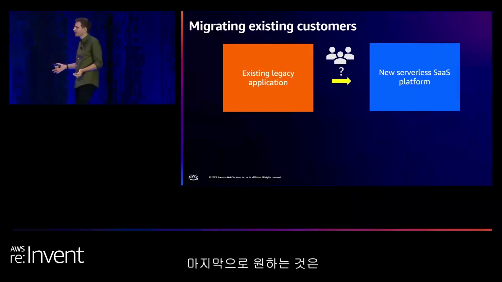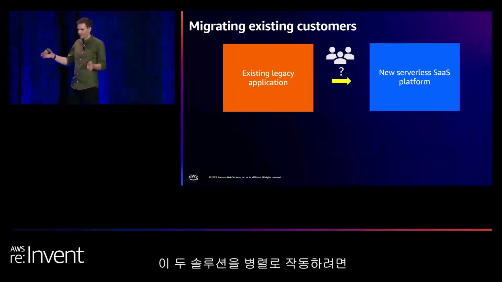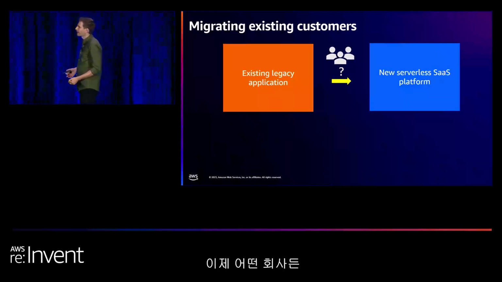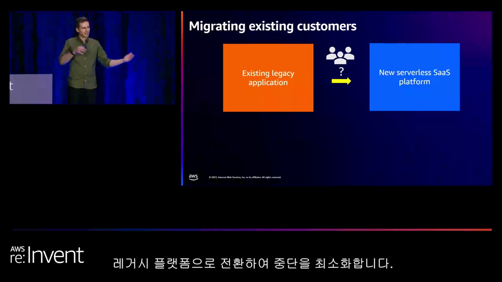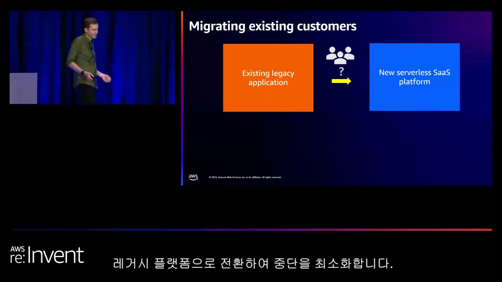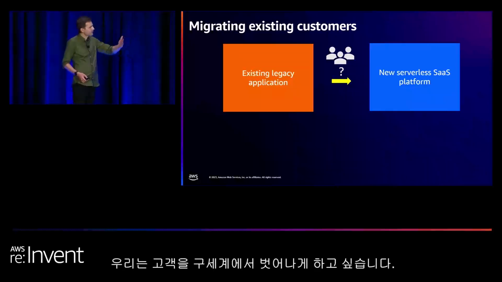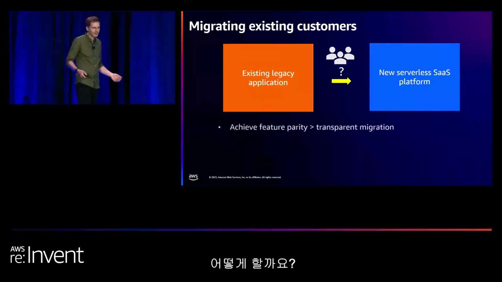The last thing that you want is to have to operate both of these solutions in parallel for a long time to come. Now, any company decided that they would build the new serverless SaaS solution in parallel to the legacy platform, which means least disruption. But now that things are up and running, we want to get customers off the old world and into the new world so we can decommission it. So how do we do that?